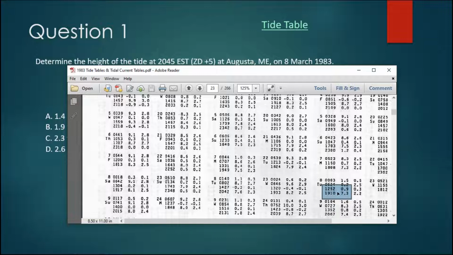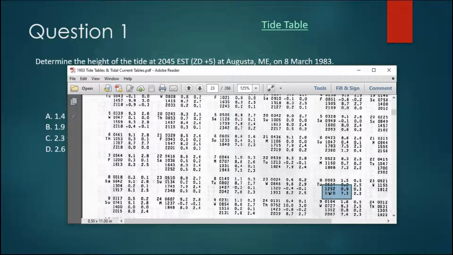Right here, initially looking at it, that 20:45 is going to fall between 12:52 and 19:10. But when you look at it, when you add the corrections to it, does it still fall? Does our time still fall between the two times listed in the primary tables? This one, yes, the 20:45 still falls between those two times after you add the corrections. You will run into a few questions where after you add the correction to it, your time in the problem doesn't fall between these two times, and you'll have to go back and adjust. But for this one, it works out.